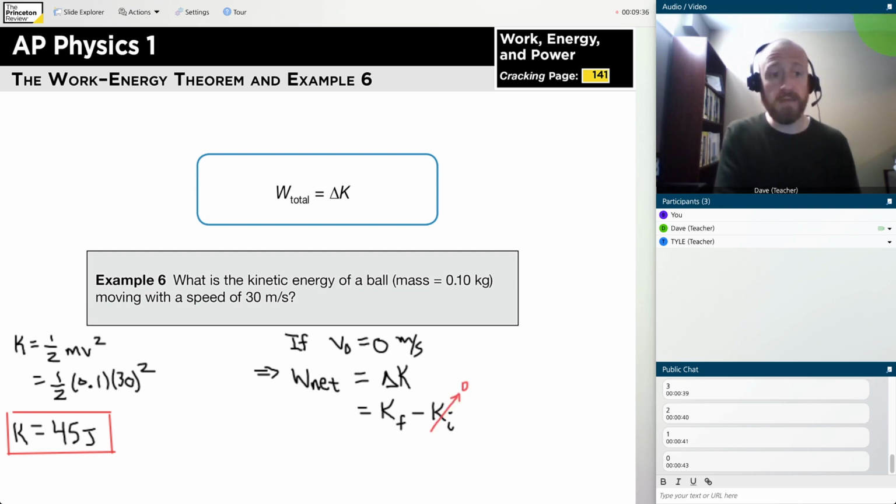And what I'm left with then is the value of the net work matches the kinetic energy in this instance, which was the 45 joules we just found. And the unit of kinetic energy is the same as the unit of work. And this equation helps to show that as well.